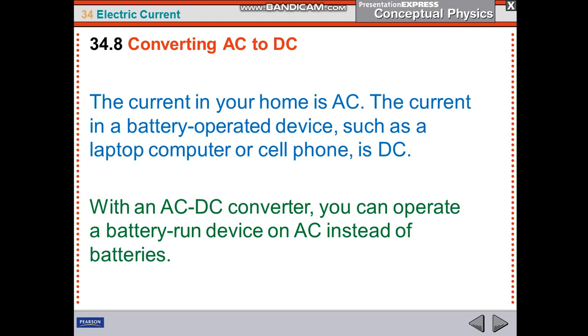The current in your home is alternating current. The current in a battery operated device such as a laptop computer or a cell phone is direct current. So with an AC-DC converter, you can operate a battery run device on AC instead of batteries.